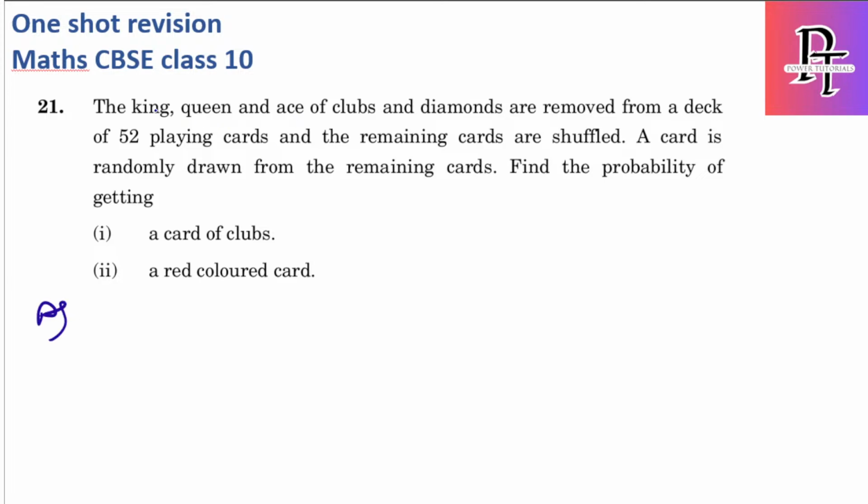Here they are saying the king, queen and ace of clubs and diamonds, you can see they clearly mention clubs and diamonds, are removed from the deck of 52 cards. So 3 cards have been removed from each, so 52 minus 3 minus 3, 52 minus 6. Now the total cards are 46.